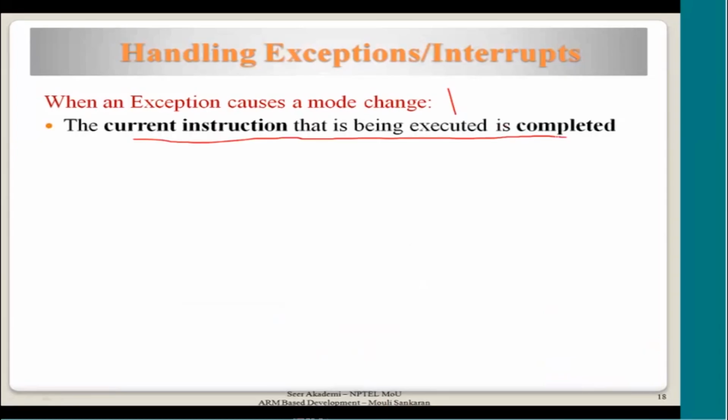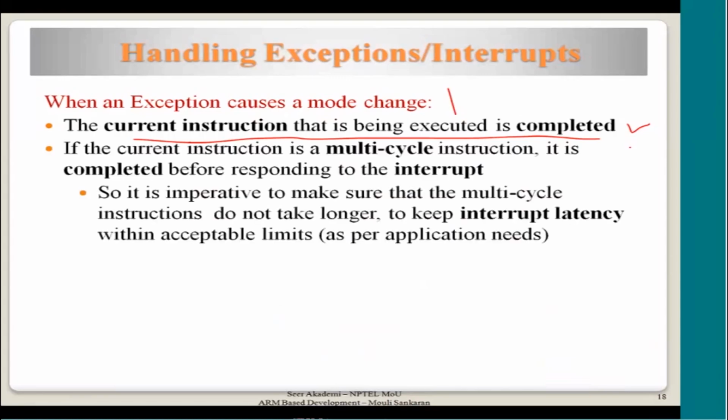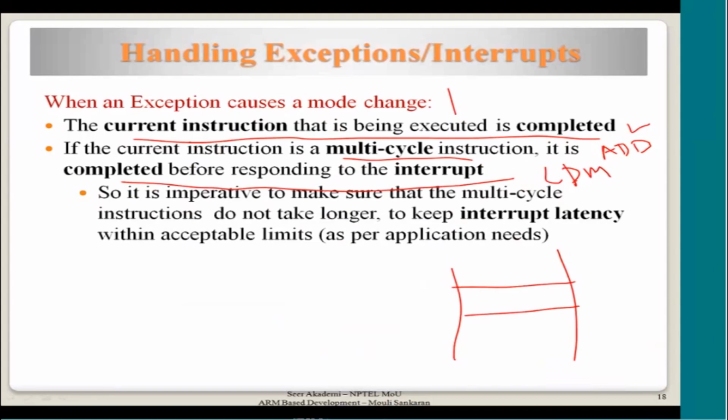The current instruction being executed is completed. I told you that. If the current instruction is a multi-cycle instruction, it is completed before responding to the interrupt. It doesn't matter whether it is multi-cycle, whether LDM or LDR, or just an add. That instruction will be done. Please remember, when there is an exception or interrupt, you don't have control over which instruction is being executed at that time. Especially with interrupts, you don't have a clue when an IRQ or FIQ will be generated, or which instruction is executing at that time. So any instruction could be there when the IRQ happens. But the processor will sincerely execute this instruction fully and only then look at the IRQ or FIQ.